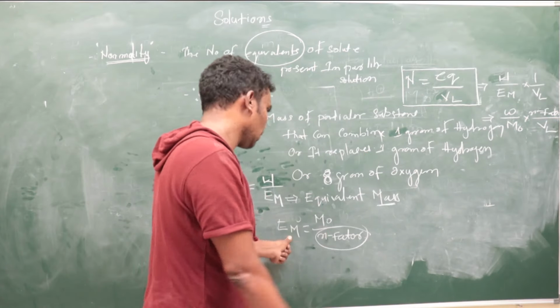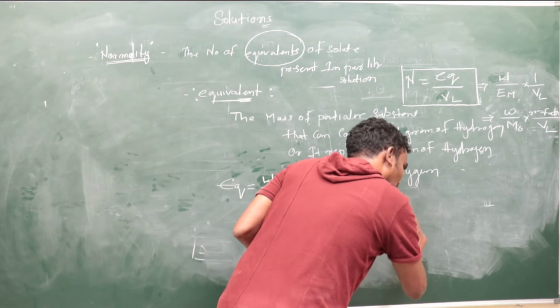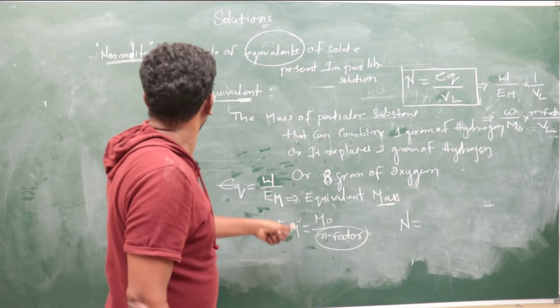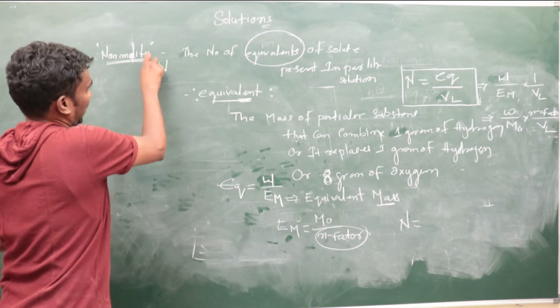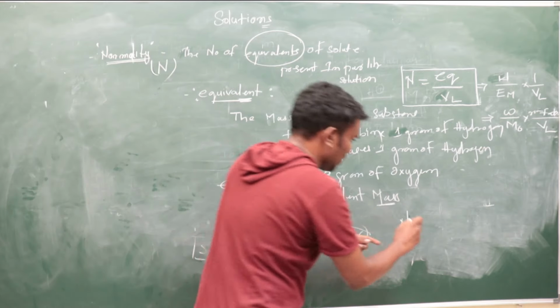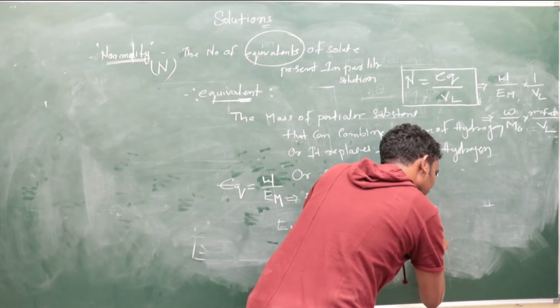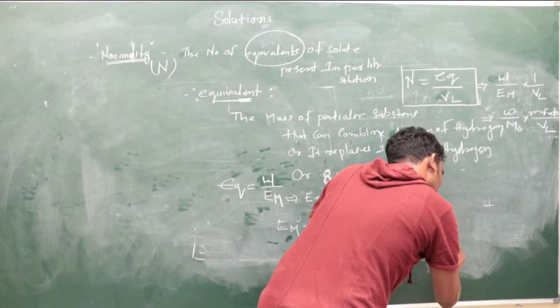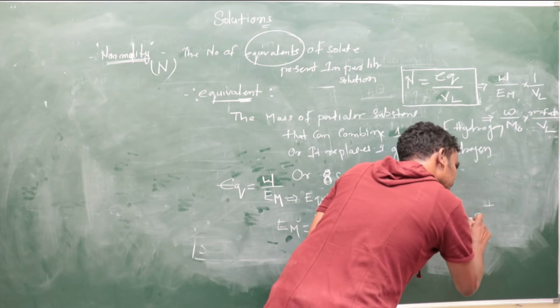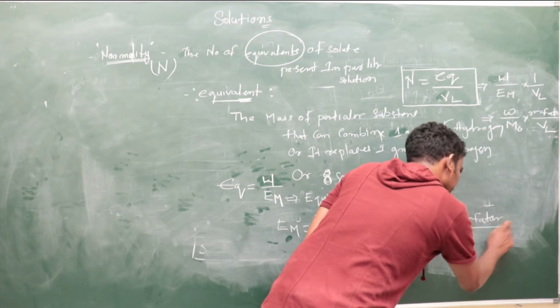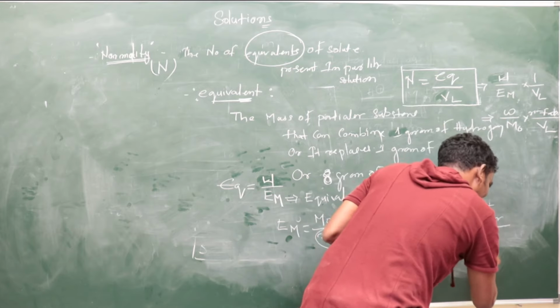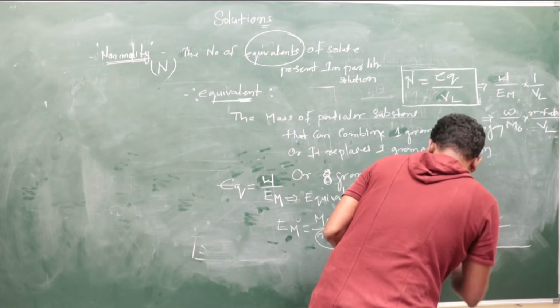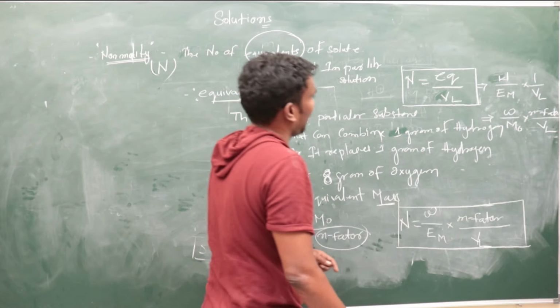So what's the final formula? Normality is denoted by capital N, sir, I forgot. Capital N is equal to weight by equivalent mass into n factor by volume in liters, sir. This is the final formula, sir.